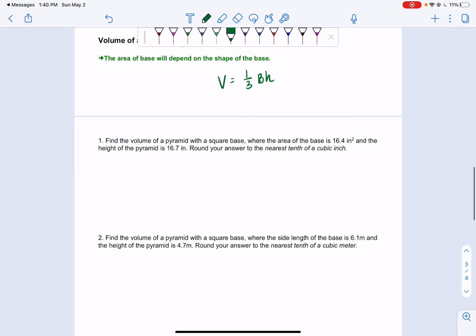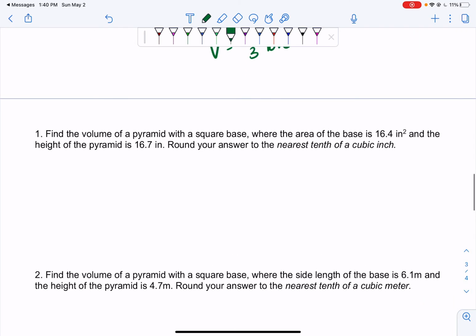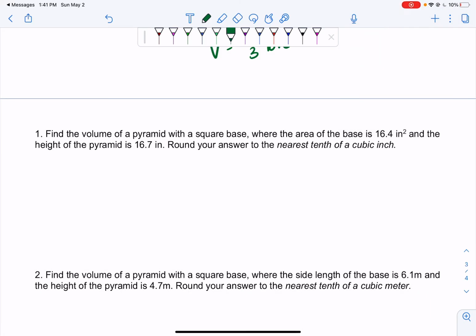So let's look at question number 1. Question number 1 says, find the volume of a pyramid with a square base where the area of the base is 16.4 inches squared and the height of the pyramid is 16.7 inches. Round your answer to the nearest tenth of a cubic inch. So if I look at this example, I have a pyramid. It has a square base. The area of the base is 16.4 inches squared, and the height of the pyramid is 16.7 inches.